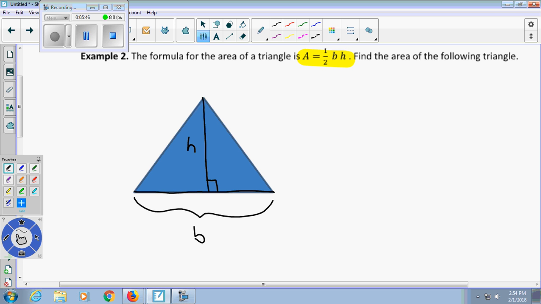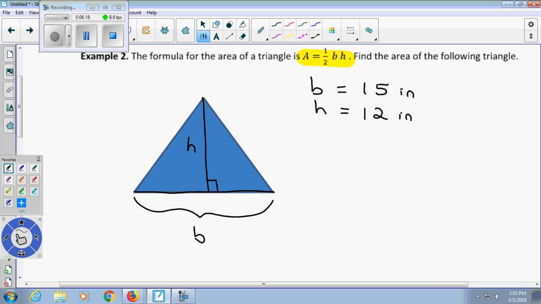So at this point, I haven't given any values for the base or the height, but let's just say that the base is equal to 15. Maybe we'll say inches. I know it's maybe not to scale here. And we'll say maybe the height is equal to 12 inches. If these were the values for the base and the height, what is the area of this triangle?